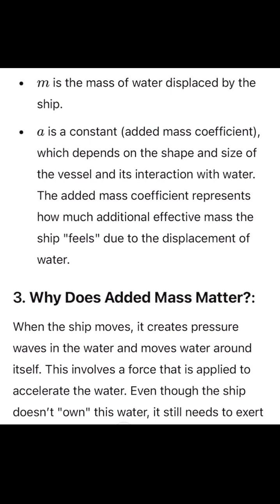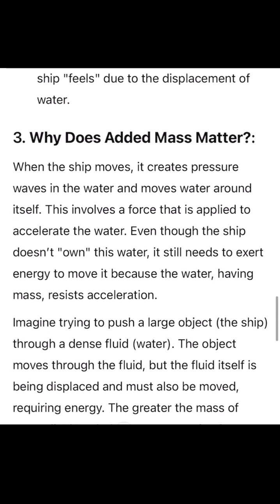That influences the added mass coefficient, and its interaction with water also is important. The added mass coefficient represents how much additional effective mass the ship feels due to the displacement of water. Why does added mass matter?